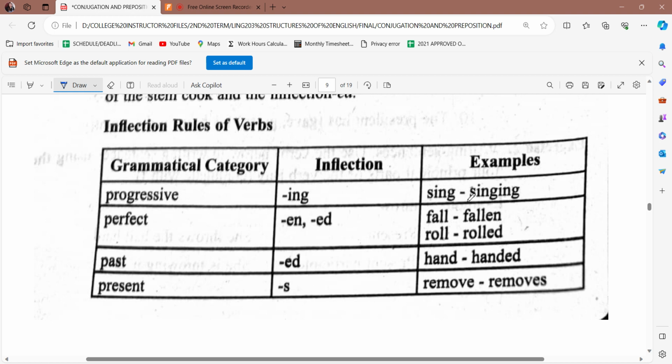For example, you are just going to inflect the suffix -s in a verb if the noun is singular. That's why it's present tense. Sorry, singular. If the noun is in present form. Okay?